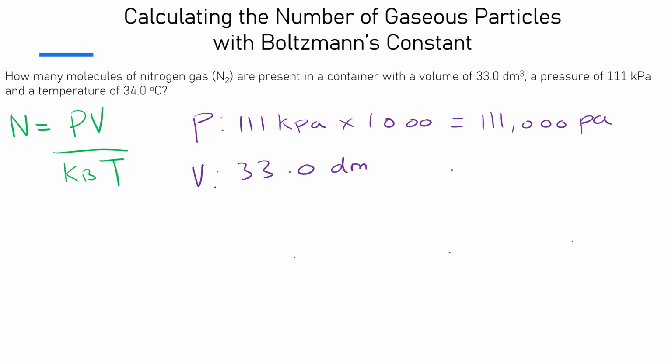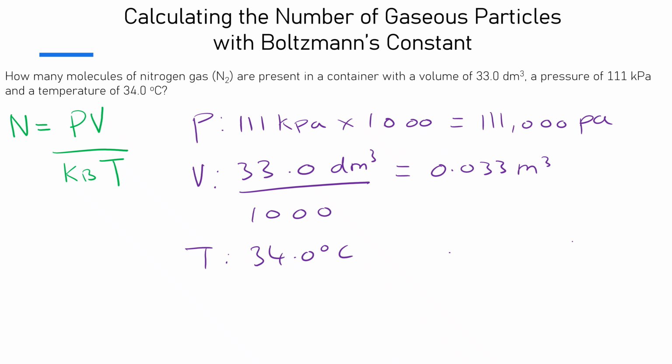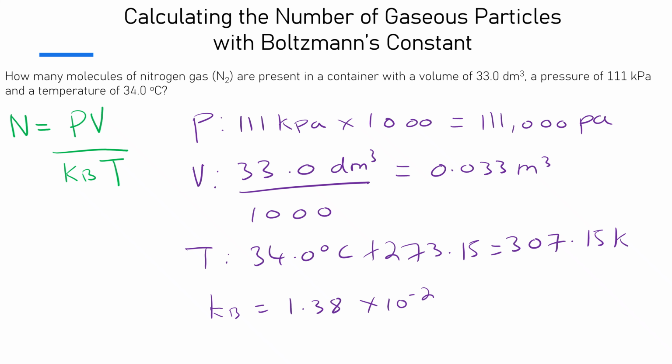Our volume value given is 33.0 decimeters cubed. We want to convert that into cubic meters by dividing by 1000 to get an equivalent value of 0.033 cubic meters. For temperature, we're given a value of 34.0 degrees Celsius. We want to convert that into Kelvin by adding 273.15 to get an equivalent value of 307.15 Kelvin. And we're using Boltzmann's constant at a value of 1.38 times 10 to the minus 23rd joules per Kelvin.